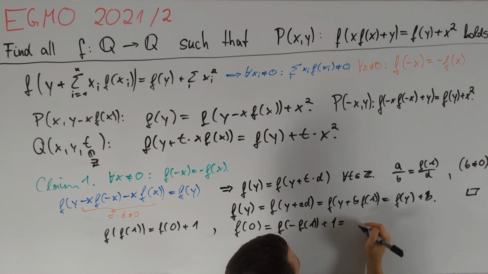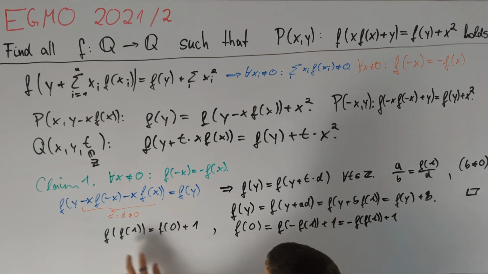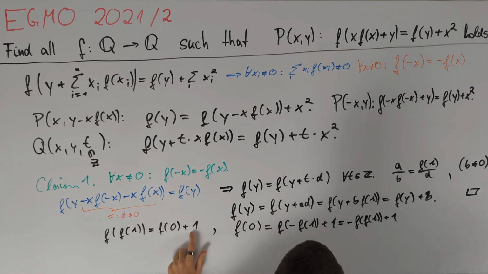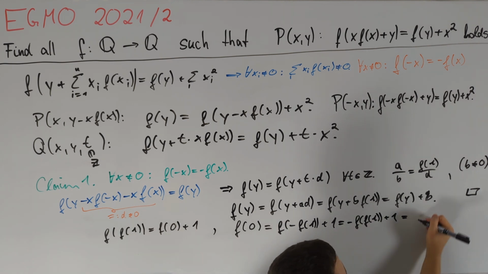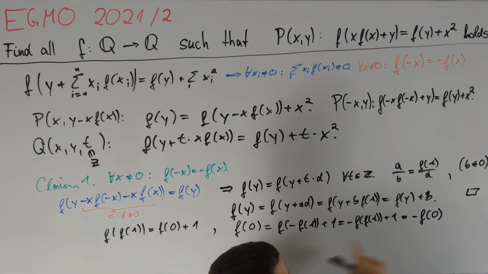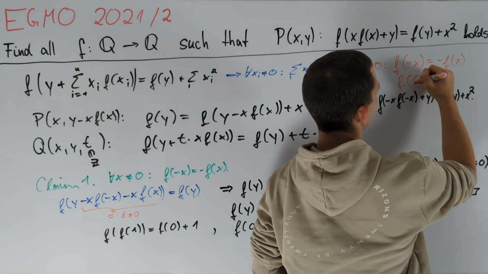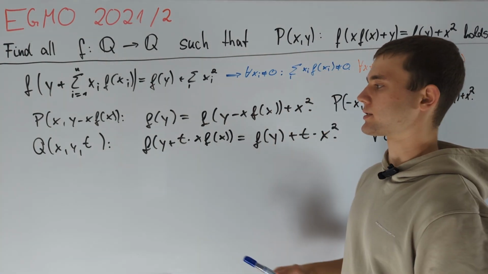Therefore, we can use claim 1 to obtain that this equals negative f of 1 plus 1. But we know that f of 1 equals f of 0 plus 1. So all of this is equal to negative f of 0. In conclusion, we know that f of 0 equals negative f of 0, and therefore f of 0 is equal to 0. This is quite strong.